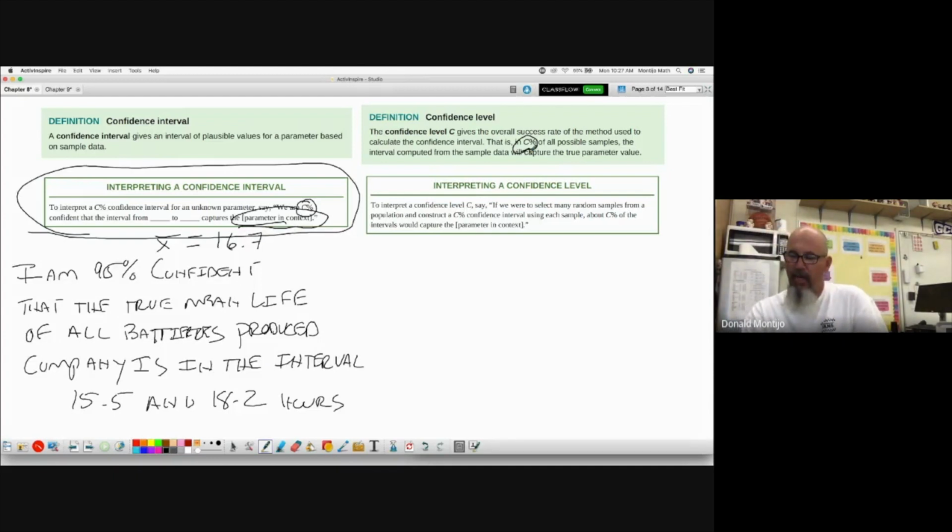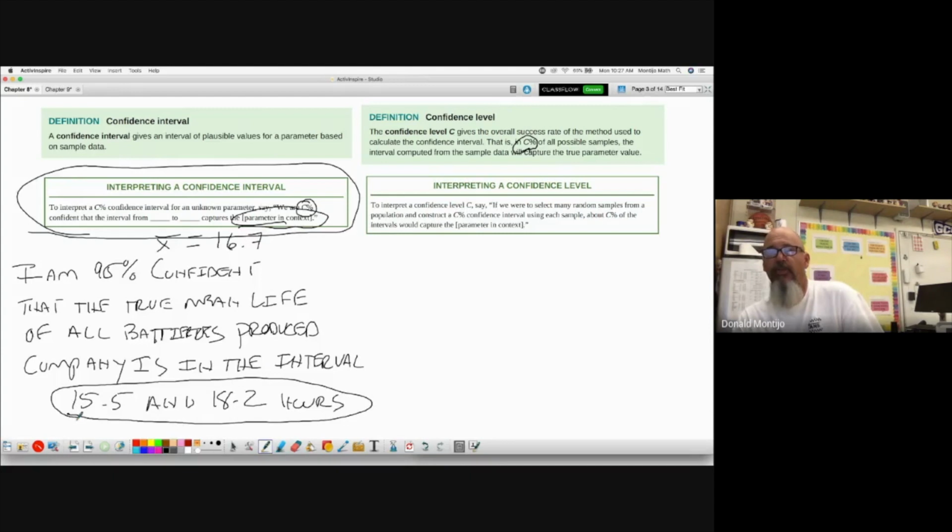Am I 100% sure that the true mean lifetime of all batteries produced by this factory is between 15.5 and 18.2 hours? No, we're never going to be 100% sure. So that's what we mean by confidence intervals. I am 95% confident that the true answer lies in here somewhere. So that means 5% of the time I'm going to be wrong. I can't say I'm 100% confident that I know the true answer because I can never test every single battery produced.